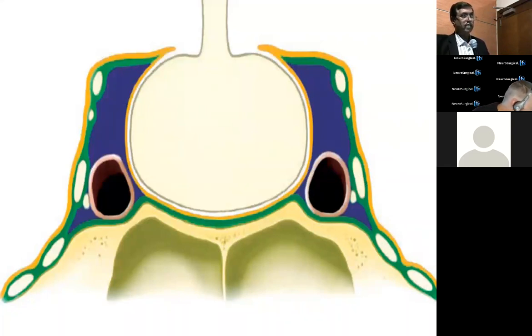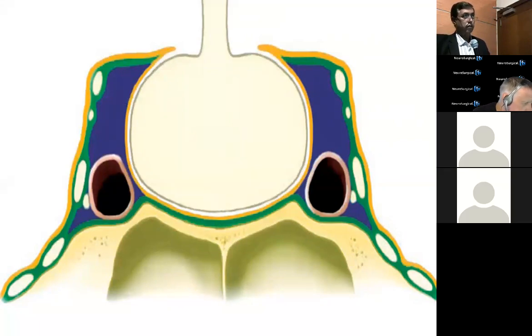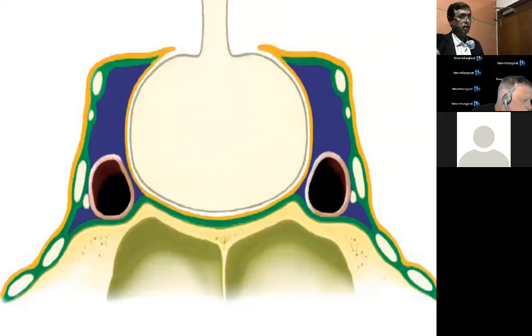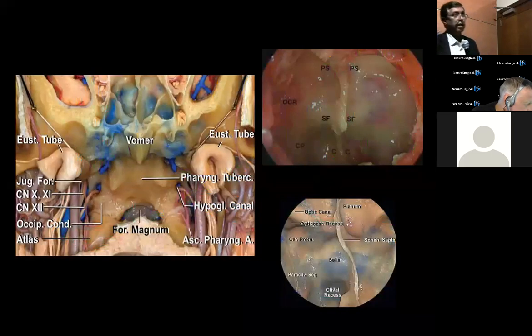The only one which is really inside the cavernous sinus is the sixth, while the third, the fourth, and the first division of trigeminal are on the wall of the cavernous sinus. V2 and V3 are not inside the cavernous sinus. Again, this is the cavernous sinus as you look at it from the front. So this is the sinus, and this is the endoscopic view of the sinus, which is usually full of septae.